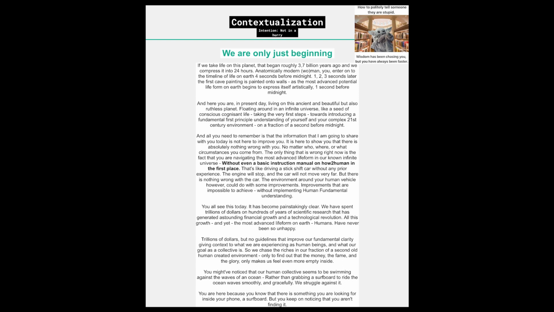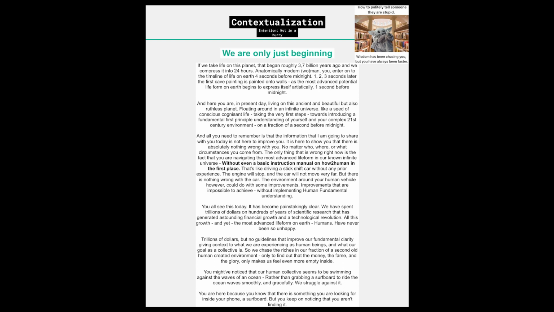You all see this today. It has become painstakingly clear. We have spent trillions of dollars on hundreds of years of scientific research that has generated astounding financial growth and a technological revolution. And all of this growth, and yet the most advanced life form on Earth, humans, have never been so unhappy. Trillions of dollars, but no guidelines that improve our fundamental clarity, giving context to what we're experiencing as human beings and what our goal as a collective is.